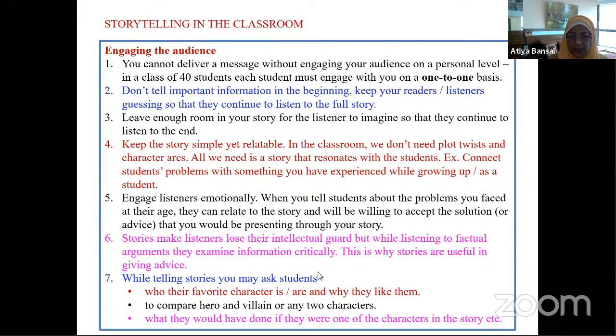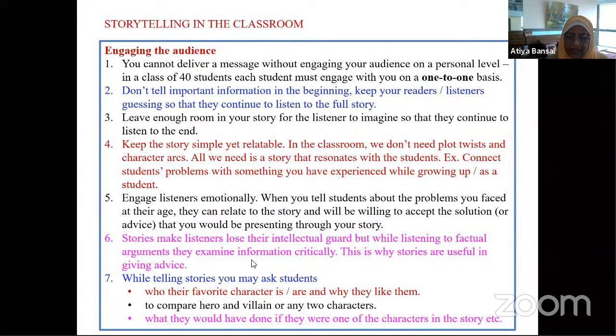But while listening to factual arguments, they examine information critically. Examining information critically is extremely important, as we have seen yesterday. But when listening to stories, we don't start critically examining the story. We love the story, we love the character, what has happened, and we let our intellectual guard down. So that's very useful especially for those teaching young children, to give them moral lessons and advice.